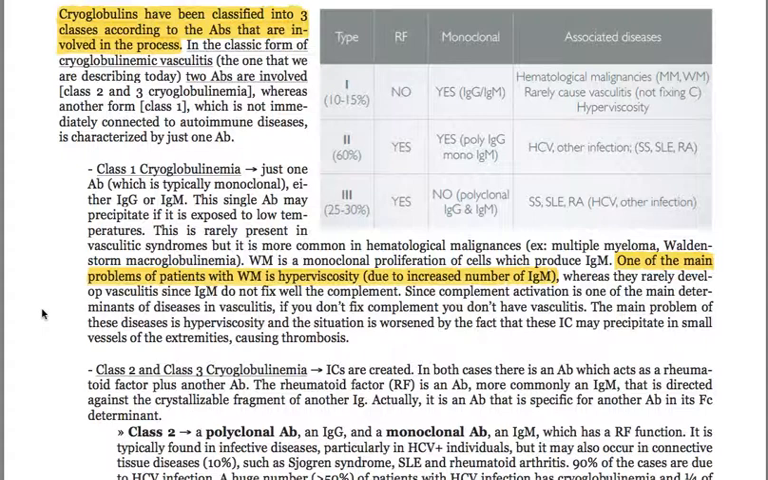The main problem of these diseases is hyperviscosity, and the situation is worsened by the fact that these immunocomplexes may precipitate in small vessels of the extremities, causing thrombosis.